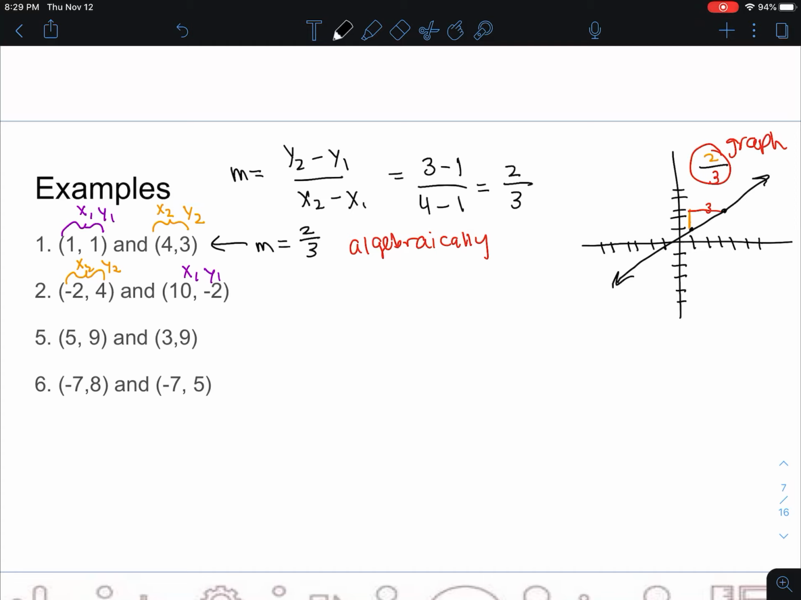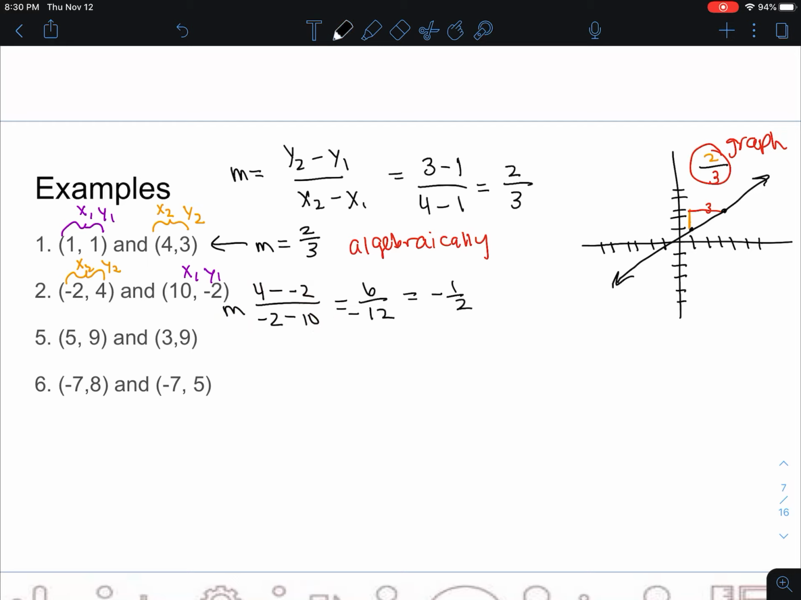So we're going to do y2, which is 4, minus our y1, which is -2, over our x2, which is -2, minus our x1, which is 10. So 4 minus a -2 is 6. -2 minus 10 is -12. If we simplify, 6 over -12 is -1/2. So I would have gotten the same answer if I had done this as my first pair and this as my second pair, as long as I'm paying attention to my signs.